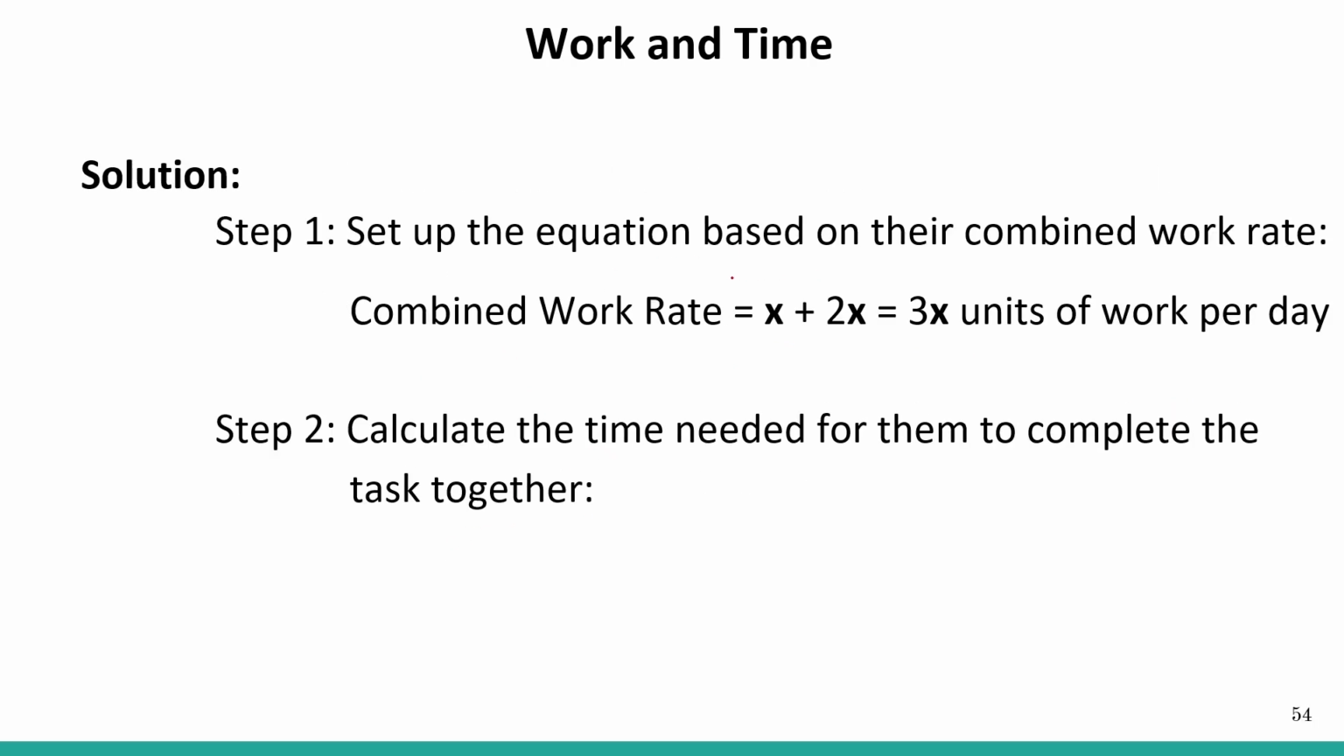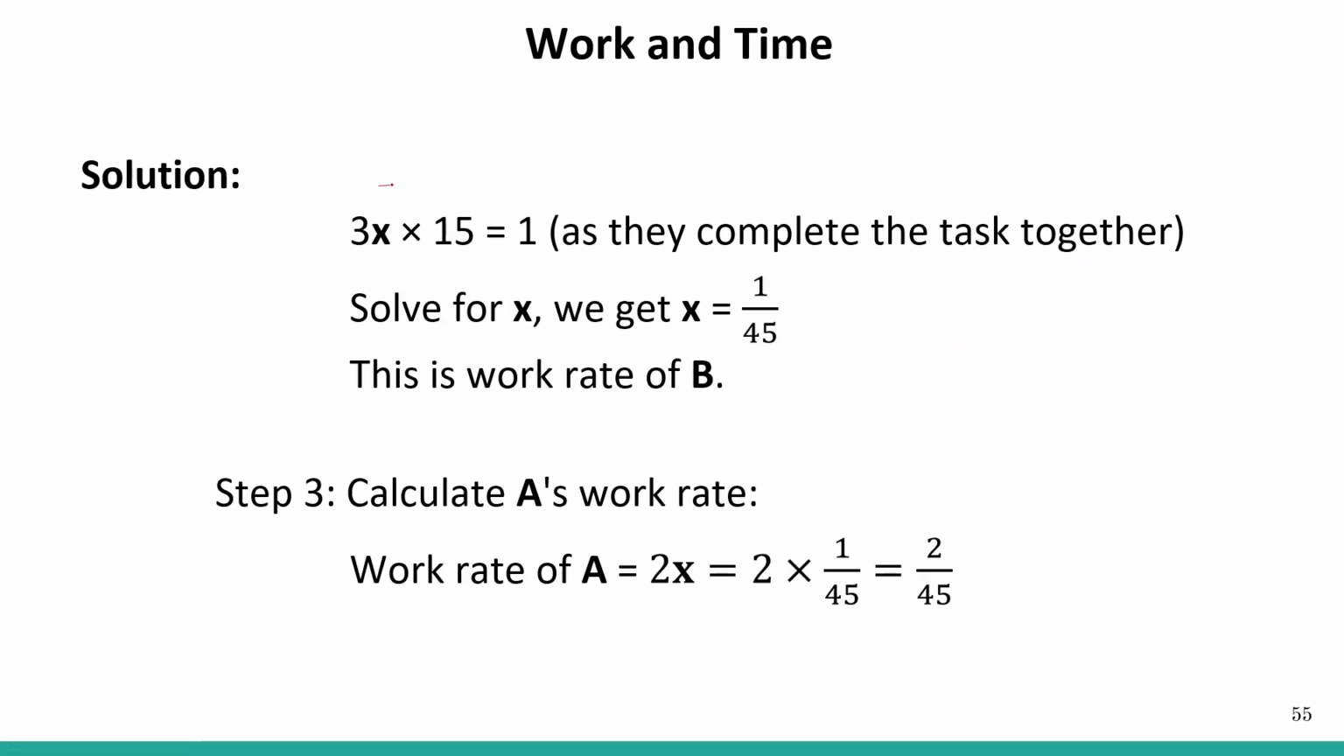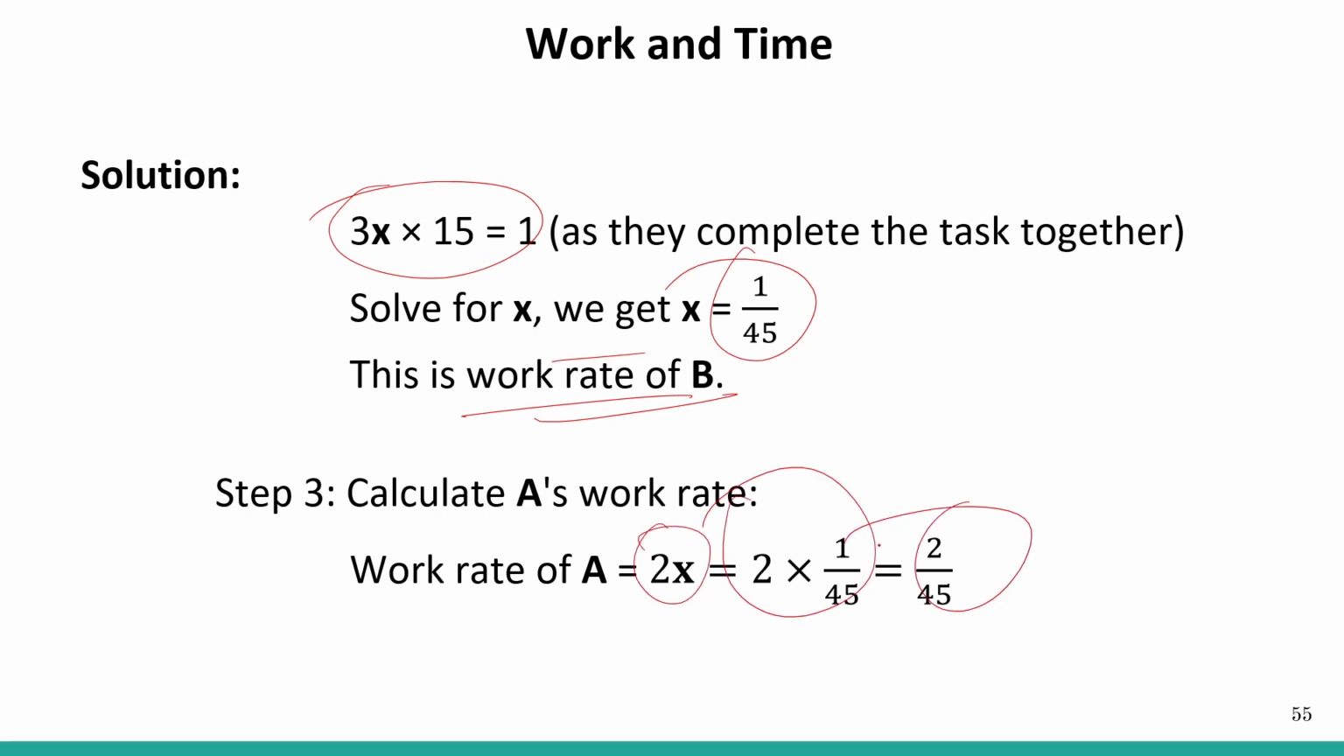So set up an equation based on their combined work rate, that is x plus 2x is equal to 3x units per day. So calculate the time needed for them to complete the task together. That will be 3x times 15 is equal to 1. So x is equal to 1 by 45. Okay, so this is the work rate for B. So let's calculate A's work rate. So 2x is equal to 2 into 1 by 45 is equal to 2 by 45.